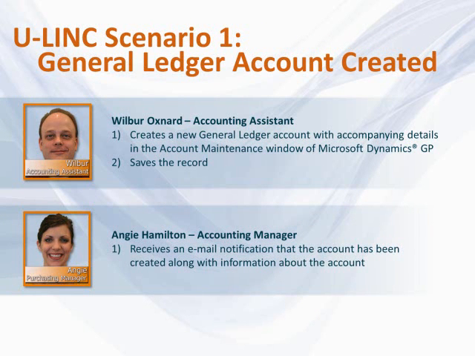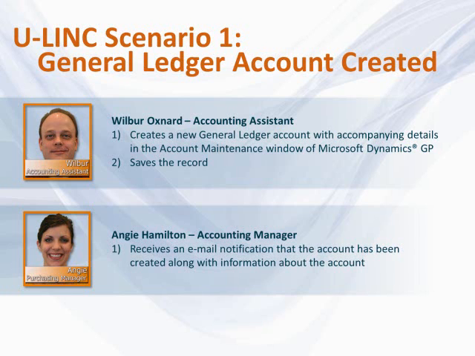Today, I'm going to introduce you to 4 people with different roles in our organization. We will start with Wilbur and Angie. Wilbur is the accounting assistant. Wilbur processes and reconciles a wide variety of accounting documents, enters and maintains records, and prepares reports. Angie is the accounting manager. Angie is responsible for all areas relating to financial reporting. She supervises Wilbur and approves a variety of accounting tasks.